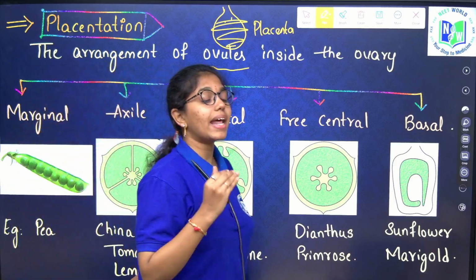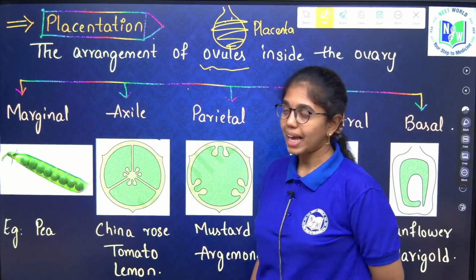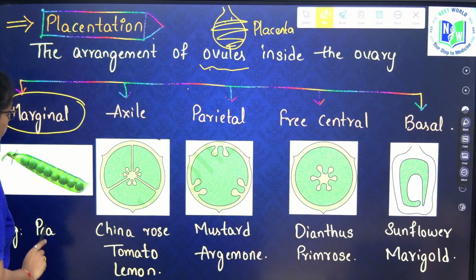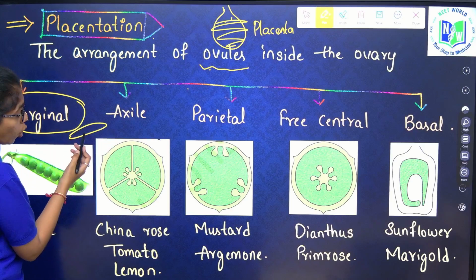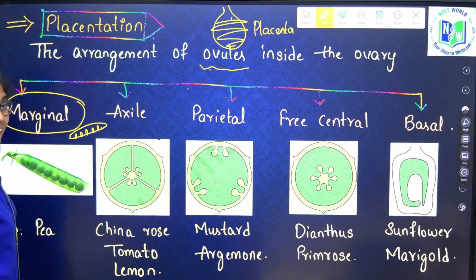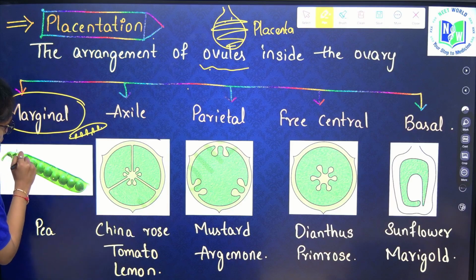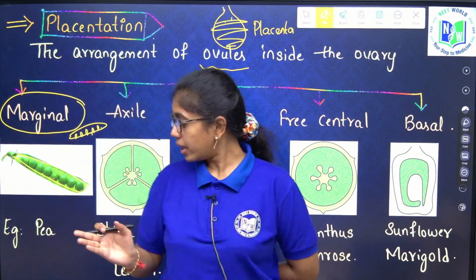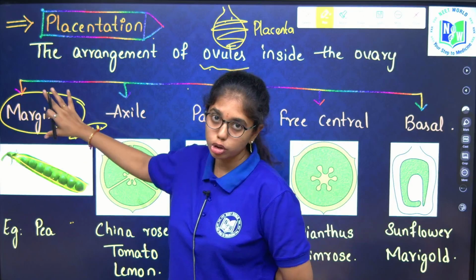Based on the arrangement of ovules, we have different types, which is said to be placentation. In marginal placentation, the ovules arise from the ventral suture of the ovary, in a ridge. For example, pea, bean and all the members which belong to Fabaceae.